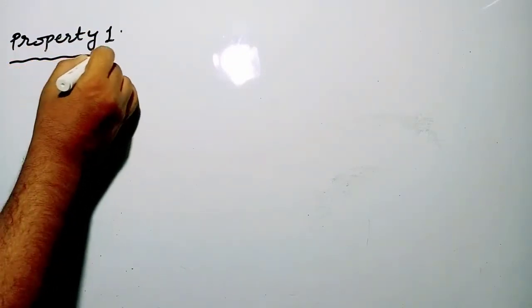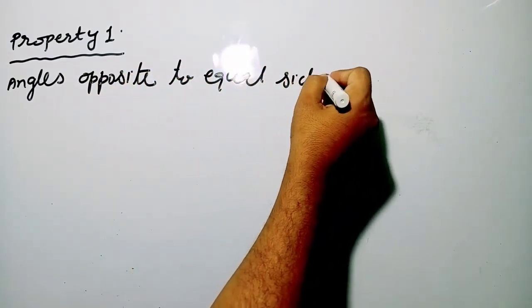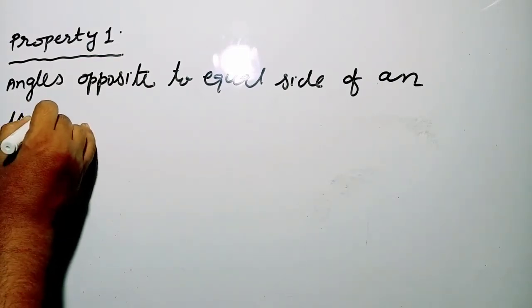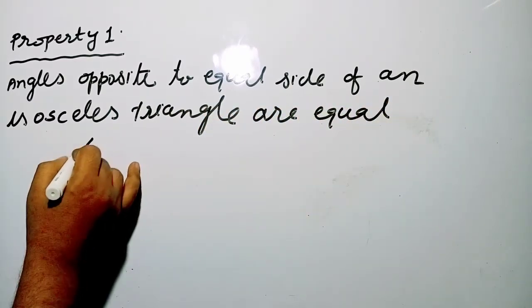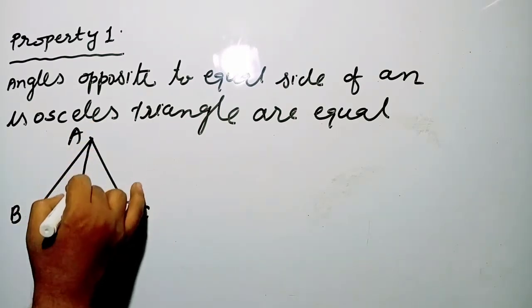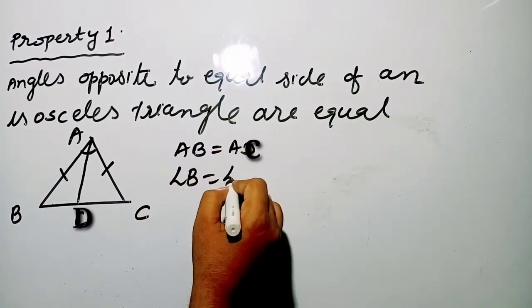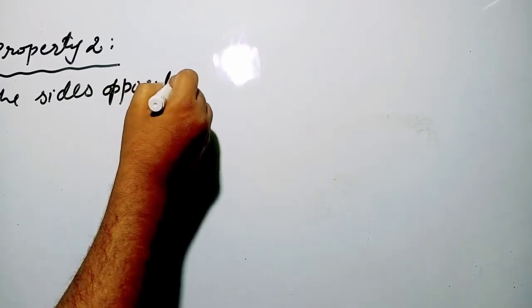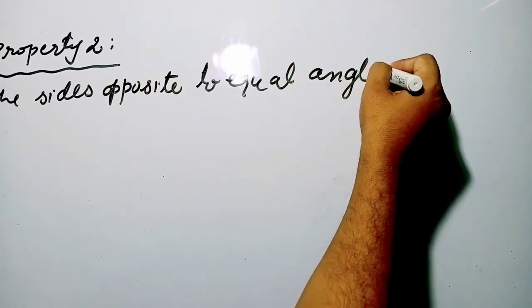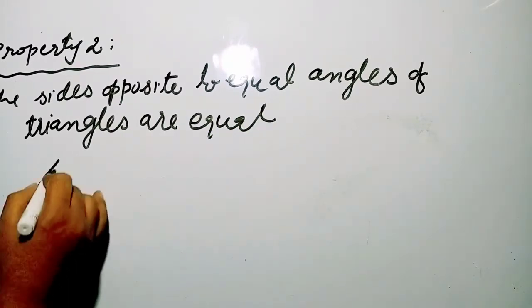Now the properties. The first property: angles opposite to equal sides of an isosceles triangle are equal, right? Here we have triangle ABC, and D is the median. If AB is equal to AC, in that case angle B will be equal to angle C. Let us see the next property. The second property: the sides opposite to equal angles of a triangle are equal. This is the converse of property 1, right?